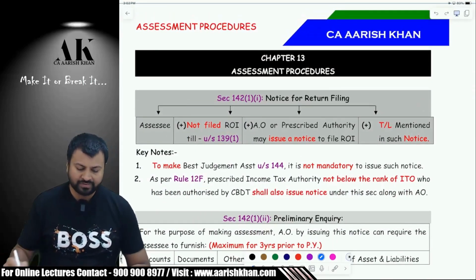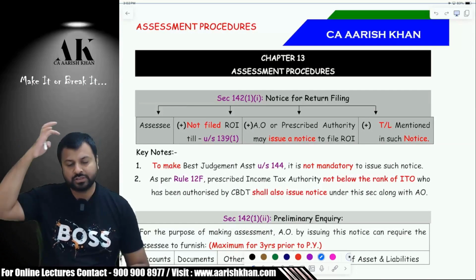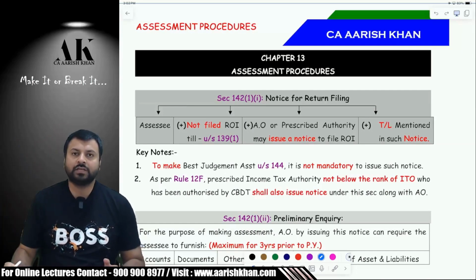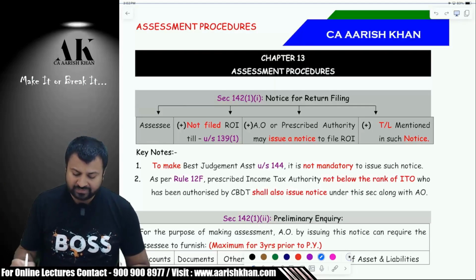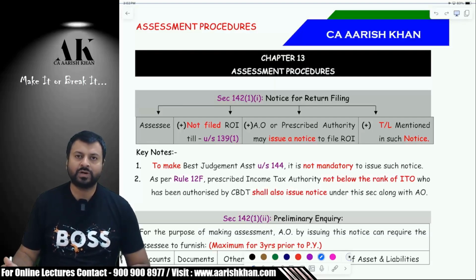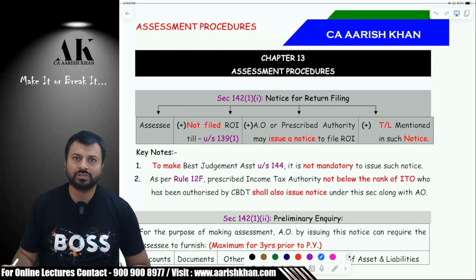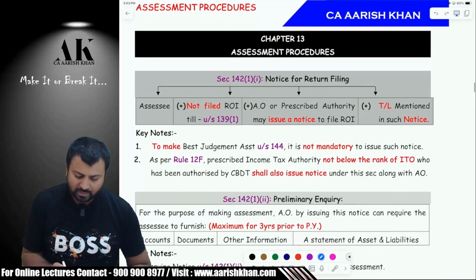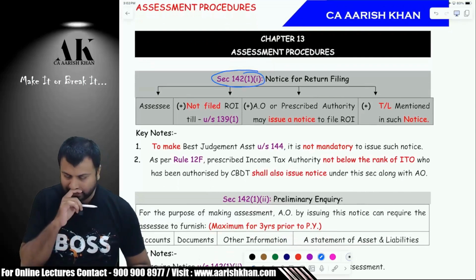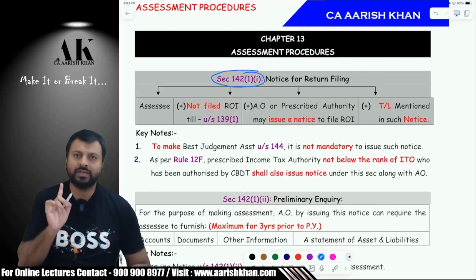Now let us go ahead with the next part, and that is assessment procedure. We are going to talk about a lot of powers of the income tax department, that is, the officers, and also about different assessments covered under the income tax law. The first power is covered under section 142(1). In 142(1) there are two clauses, and in these two clauses the department can send you notices for various purposes. Let me talk about the first one, 142(1) clause 1. Why are they sending you notice? They are sending you notice for filing the return of income.